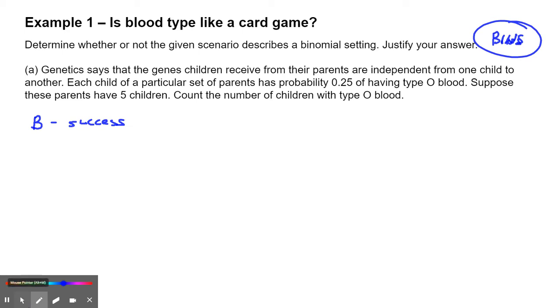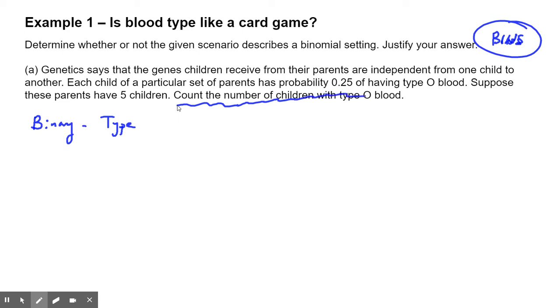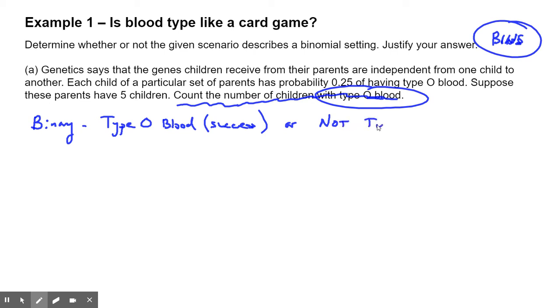So I think I'm actually going to put type O blood first. Sorry about that. So B for binary, and actually we're going to write out the word binary too, just for extra emphasis. The success would be having type O blood because that's what we're counting. Count the number of children with type O blood. Type O blood is our success. So to fail would be not having type O blood. So there's only really 2 choices: type O or not type O blood.